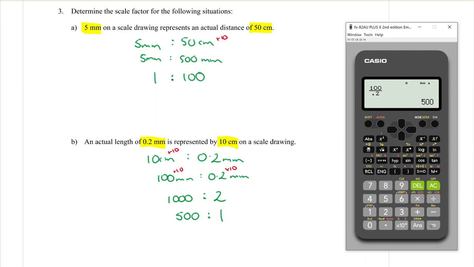If the bigger number is first, it actually means that the real life thing is bigger than your scale drawing. Sorry, that's the other way around. Your scale drawing is bigger than your actual little thing, your little bug. Okay, hopefully you get the idea. Let's get started on the question.